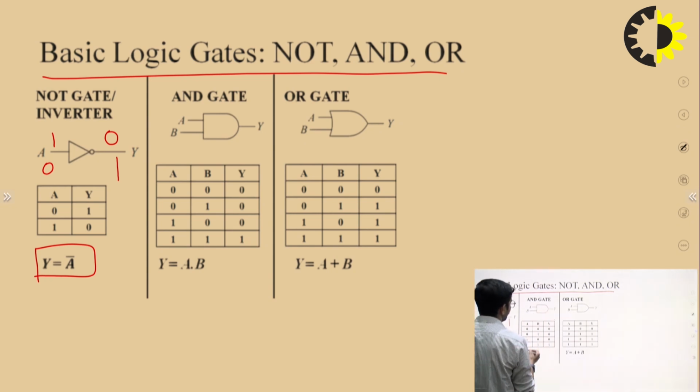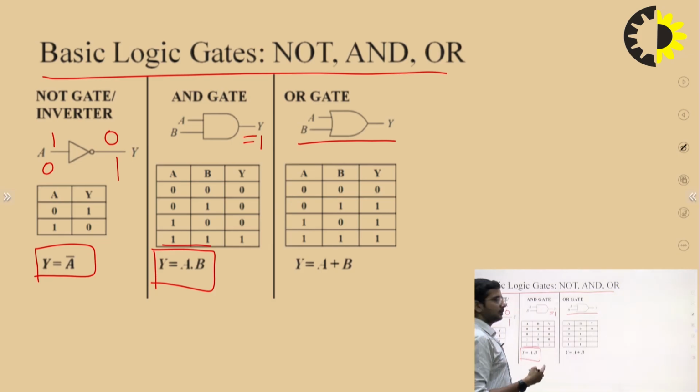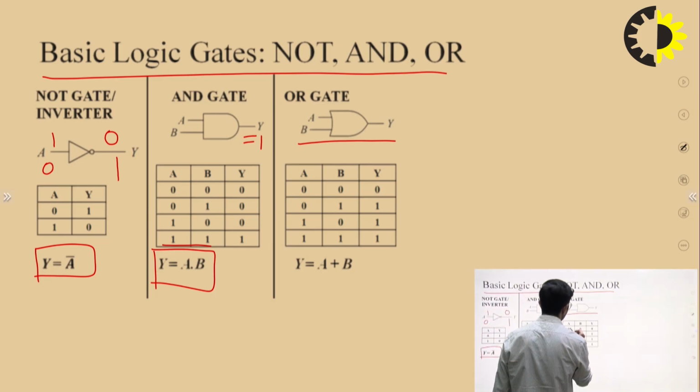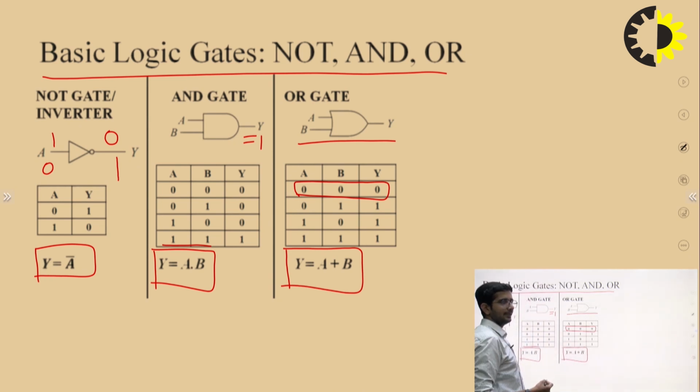Whereas the AND gate is nothing but multiplying the two inputs. So it will be 1 only when both the inputs are 1. So the expression for the AND gate is y equal to a dot b. Whereas OR gate just performs the addition of the two inputs. So OR gate output is 0 only if both the inputs are 0, and the expression for the OR gate is A plus B.